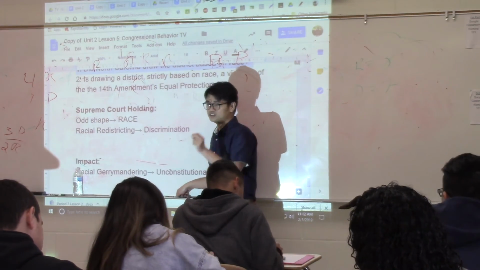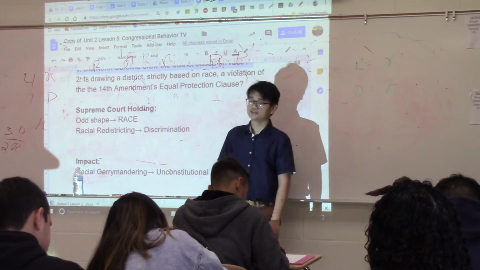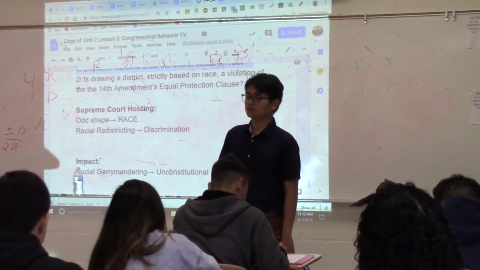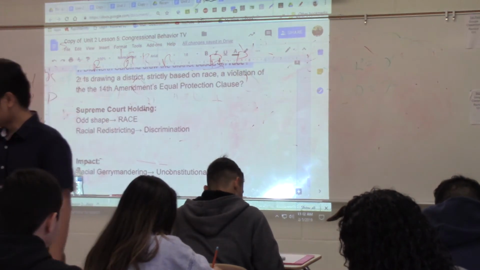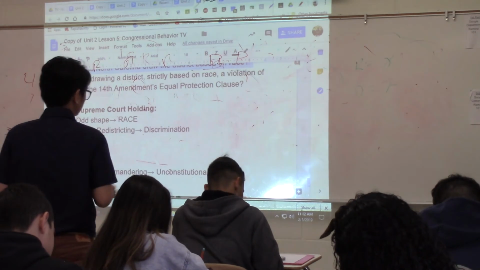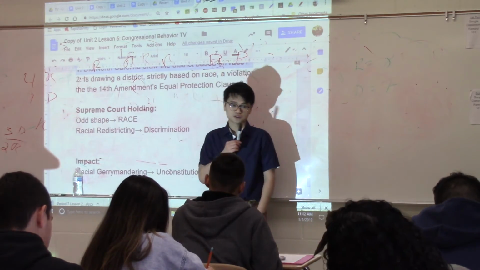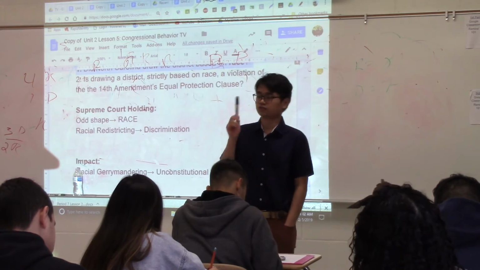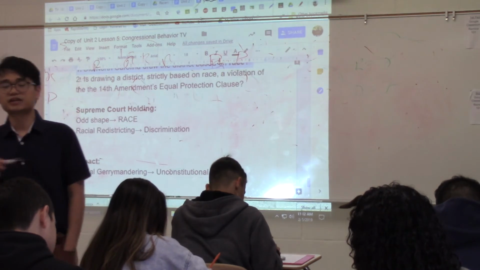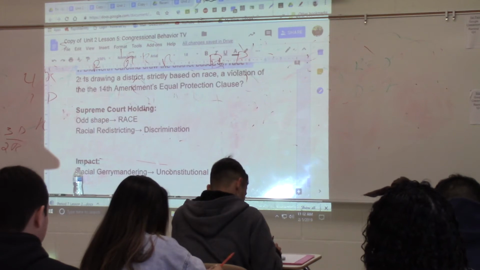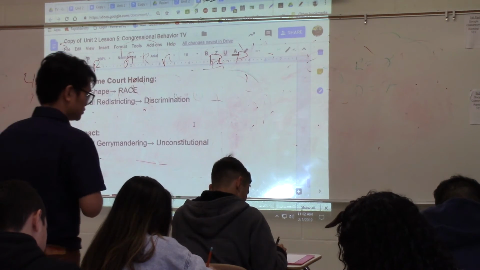And yes, indeed, doing that, racial gerrymandering or racial redistricting, is discrimination, it is segregation, it is a violation of the 14th Amendment's Equal Protection Clause. So North Carolina was forced to redraw their districts again. So the key thing that you need to take away here is racial gerrymandering, racial redistricting, is unconstitutional, because it is segregation, it is dividing people based on race. So racial gerrymandering is unconstitutional today.